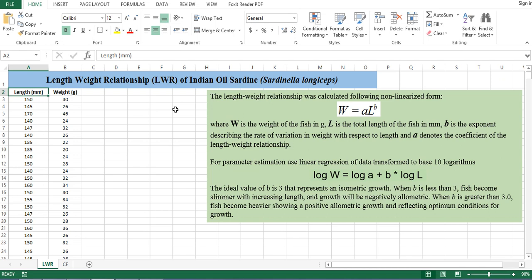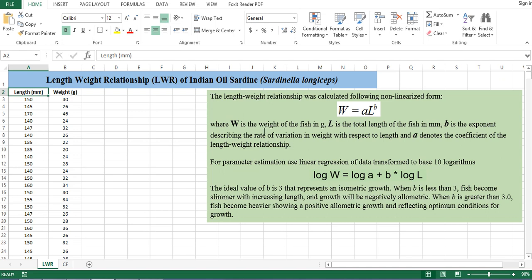Before going to the practical analysis, let's learn a little bit of theory of the length-weight relationship. It is basically a non-linear function: W is equal to A into L to the power B, where W stands for weight and L stands for length, and the unit is as per your measurement. You can put length in centimeter or millimeter, or weight in grams, whatever you want. And A and B are the two parameters.